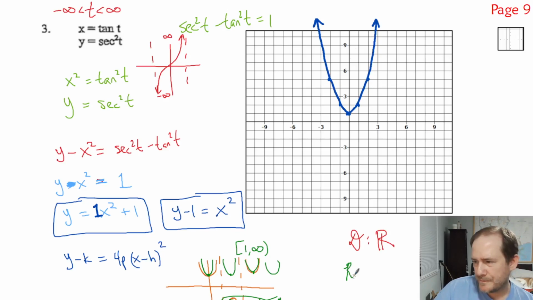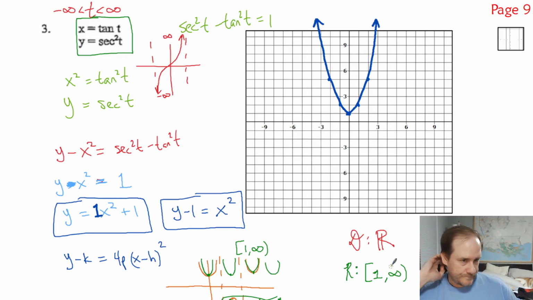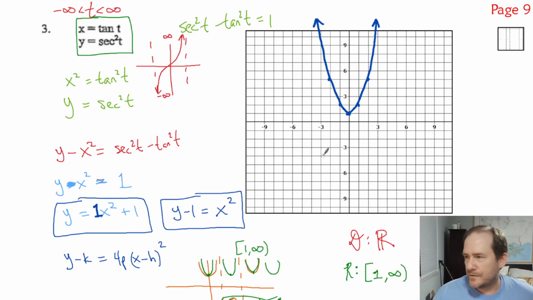So by parameterizing this parabola in terms of tan and secant, I actually have not affected my domain or range at all. I do still get the same things that I would have expected to get, which is a domain of all reals and a range that goes from 1 to infinity. I don't know if there's a heck of a lot more to say about this. We should probably do the starting point in the direction of growth thing.